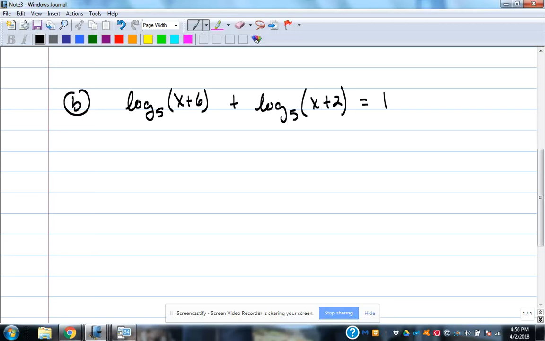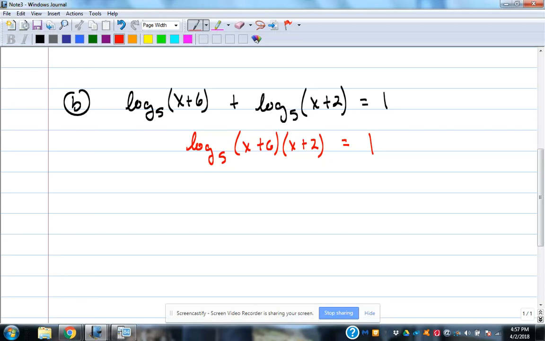Because they're on the same side and they're the same base, we think log properties. And what's going on between these two logs? They're adding, right? Adding becomes what? Multiplication. So we really have log base 5 of x plus 6 times x plus 2 is equal to 1. Now that problem looks a little smaller. Doesn't look any easier because it's got that log base 5 in it.